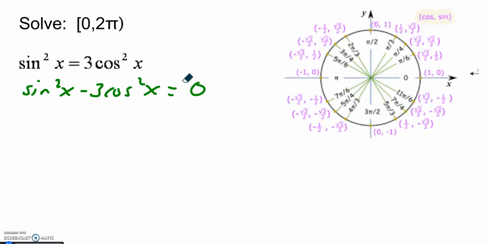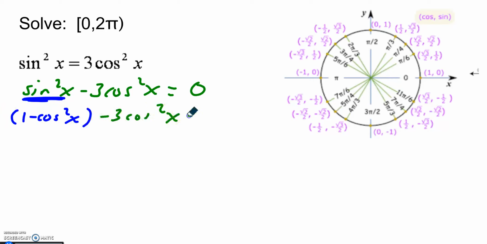So I subtracted this term over first. Now, this is your choice, if you prefer sine over cosine or cosine over sine. We can definitely use the Pythagorean identities here to replace one of these squared functions with the identity, so everything's in terms of one trig function. So what I'm going to do is replace sine squared x with 1 minus cosine squared x. That again comes from the identity. And then I'm going to keep this the same, because now this whole equation has only cosines in it.